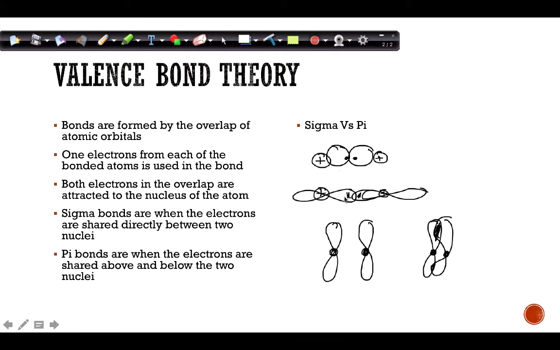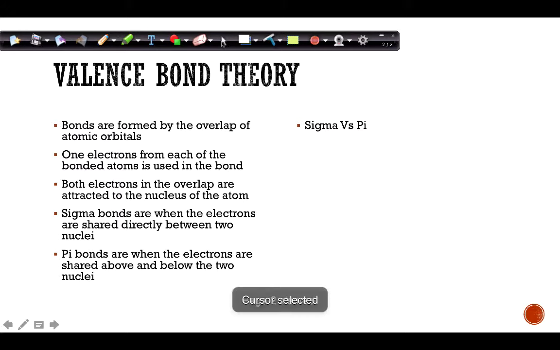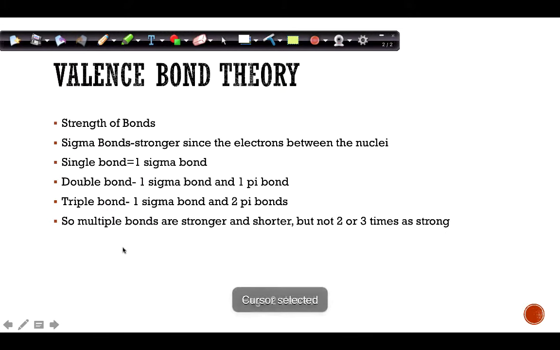So sigma bonds are stronger because they're closer to those nuclei. And pi bonds are weaker because they're not going to be shared directly in between those two positive charges. So when we talk about bond strength, sigma bonds are much stronger because they're directly in between those two positive charges.